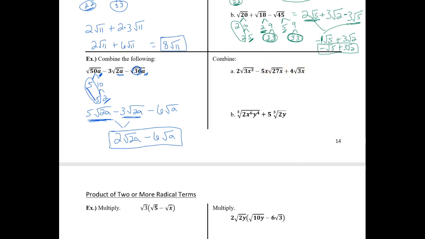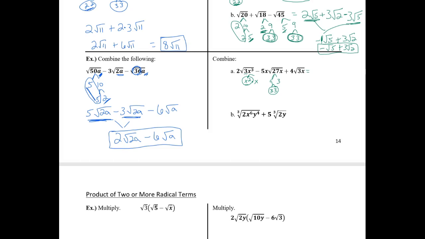This 27x, 27 is 9 times 3, and 9 is 3 times 3. So I can take out a pair of 3's. In the first term, 3 times x cubed, the 3 is as far as it can go. But the x cubed, I can break down into x squared times x, and then pull out that x squared, because we're looking for perfect squares that we can take the square root of. So let's go ahead and rewrite this.